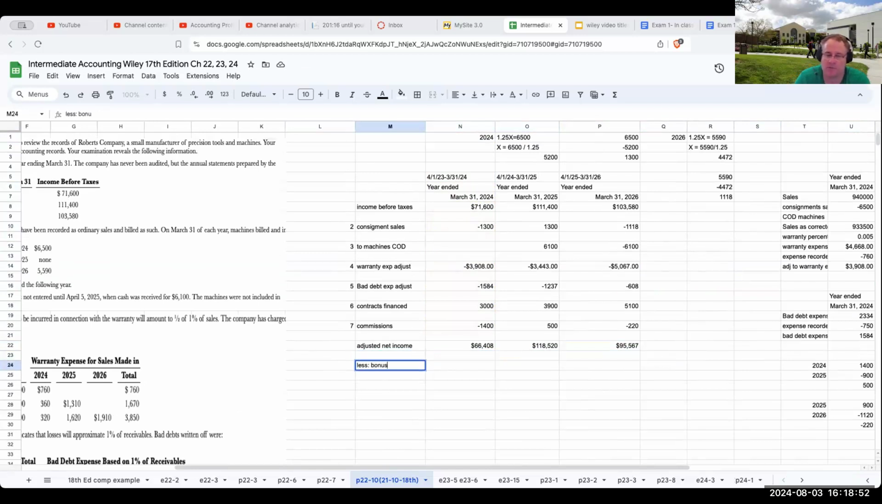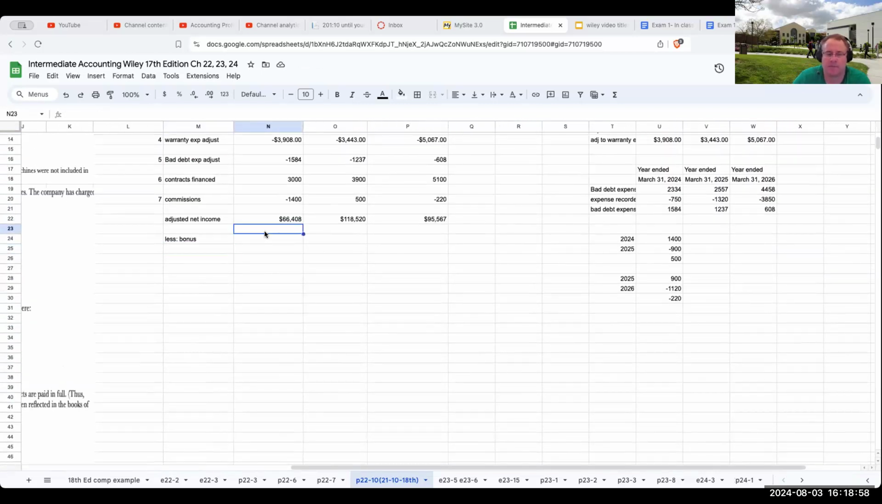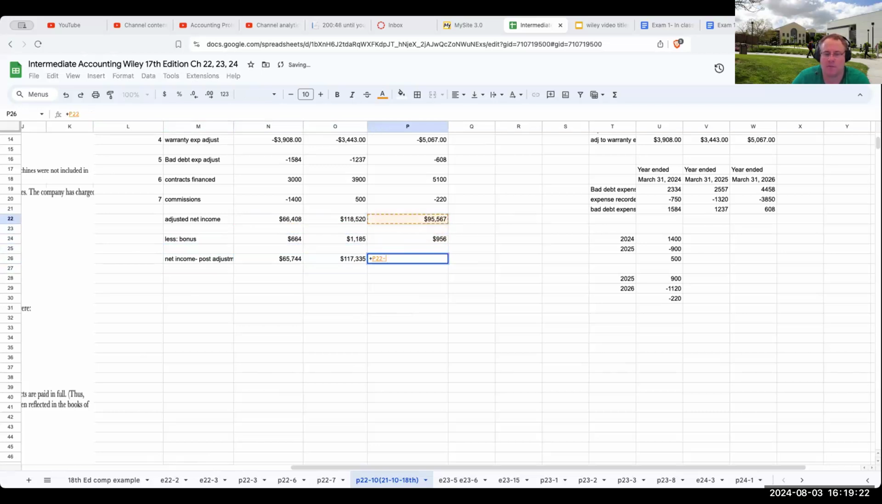Less the bonus. So the bonus over here is going to be at 1%. And so then the net income post adjustment is going to be 66,408 minus our bonus, or 94,611. Okay, so this is basically the first part of the question.